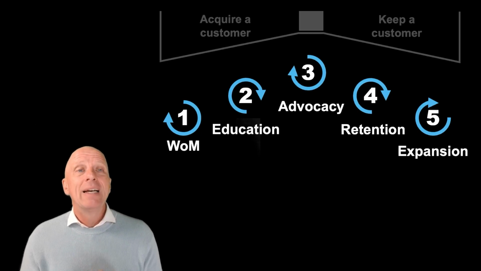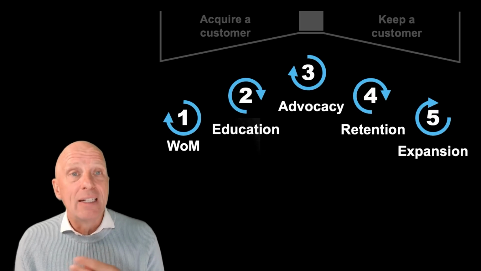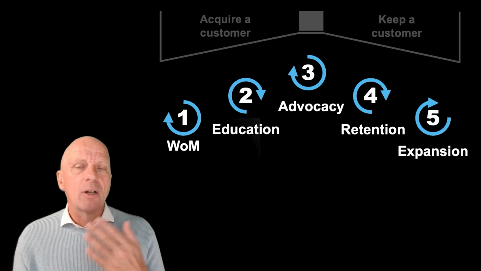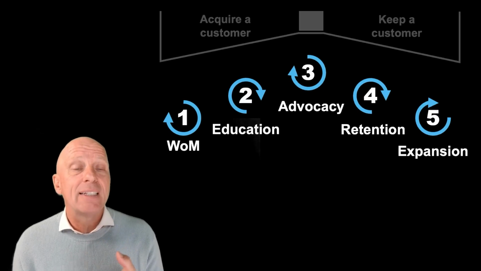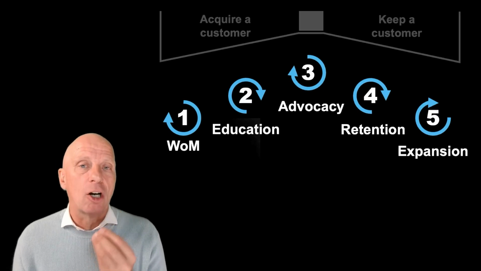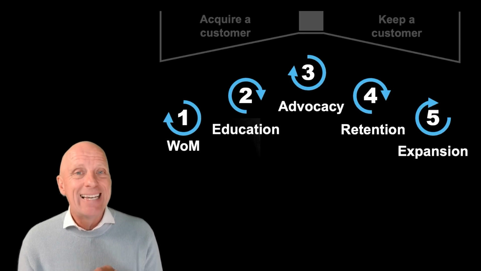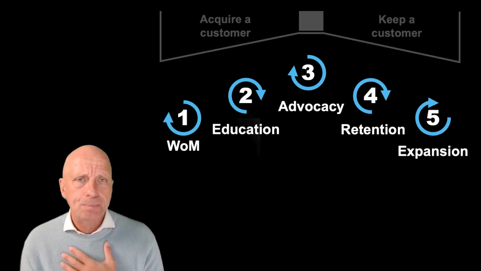The second growth loop is the education growth loop. Here is where people spread education. This often is in the opportunity domain. I am now seeing opportunities, and people start to educate each other on this. The third one is advocacy. Advocacy is based on proper usage. Where word of mouth has not experienced the product, advocates have experienced the product. They have tasted it and they want to share it with the world.